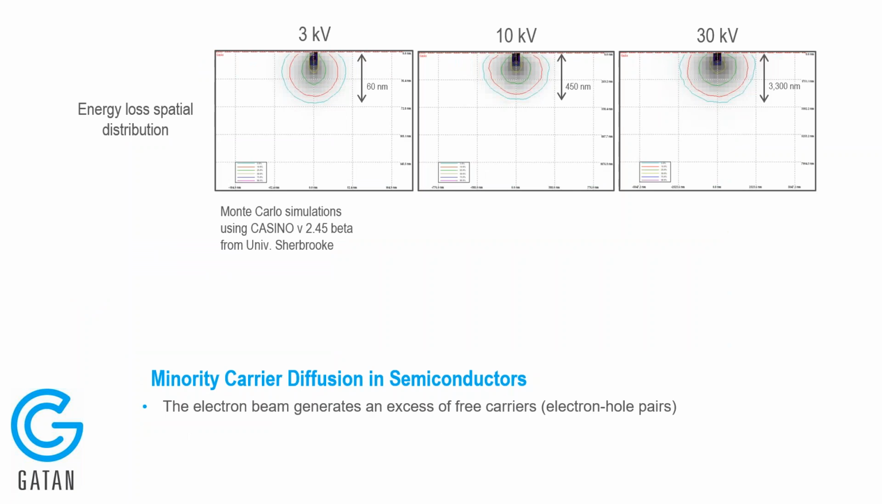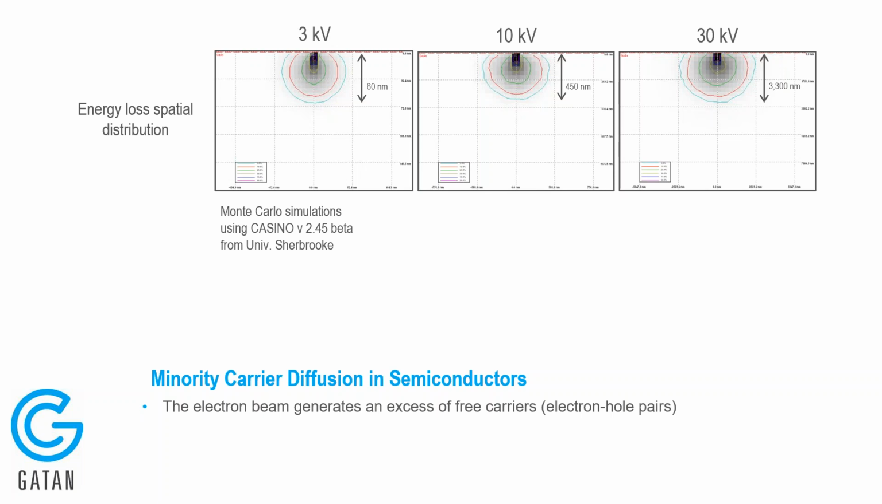So here are three plots of the interaction volume size. This is Monte Carlo modeling, again using this CASINO program from the University of Sherbrooke, at three different accelerating voltages, and they're plotted with different length scales. This is where electron-hole pairs are being generated within the sample, because that's the mechanism by which semiconductors absorb the energy from that initial electron beam.